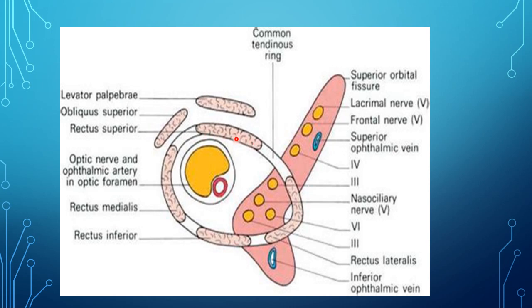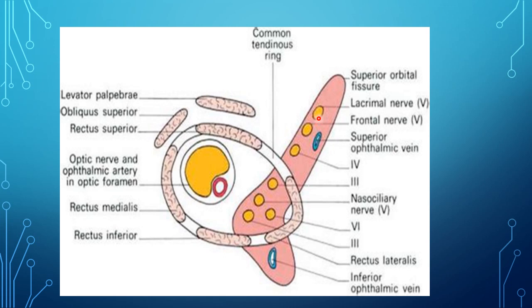Here you have the superior rectus, this is the inferior rectus, this is the medial rectus, this is the lateral rectus, here you have the levator palpebrae, and this is the superior oblique. So all these 6 muscles take origin from a common tendinous ring, and this ring divides the superior orbital fissure into 3 parts. Now let us see what passes through each of these fissures.